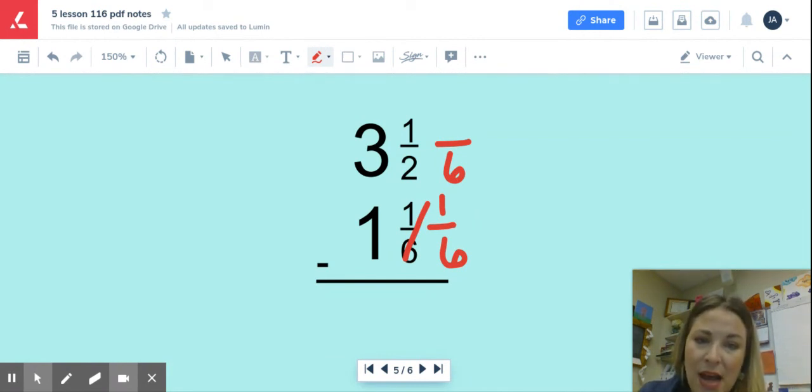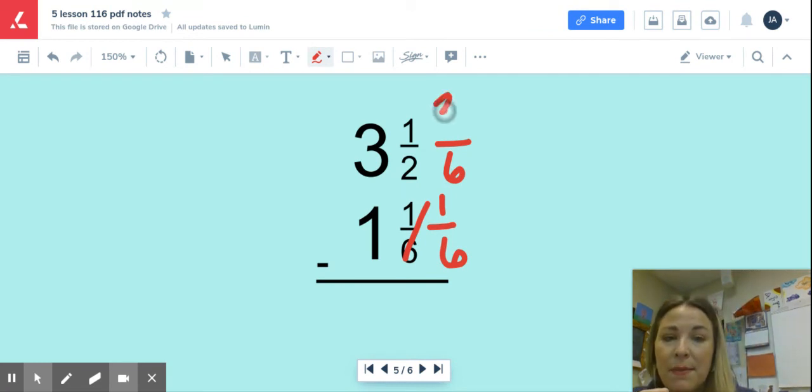We're asking ourselves, how do we get from 2 to 6? 2 times what is 6? Well, we just said 2 times 3 is 6. So whatever I do to my denominator, I must do to my numerator. 1 times 3 is 3.